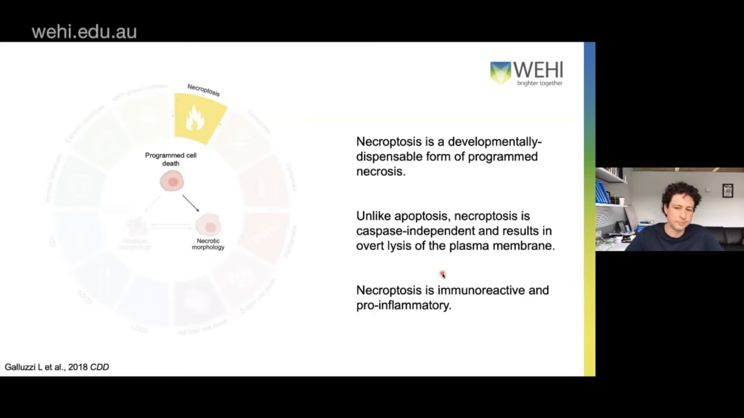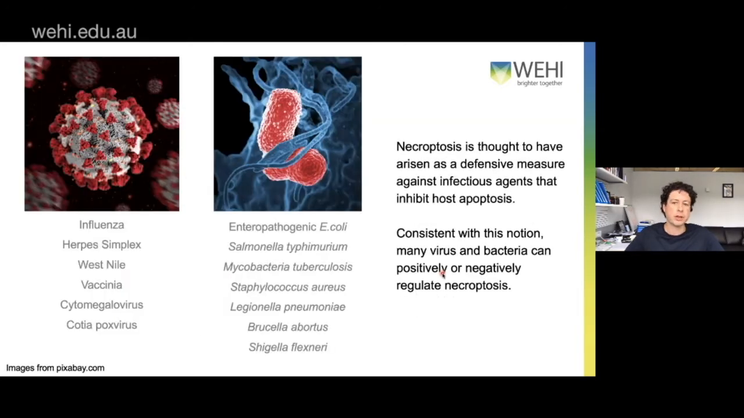And so because of this, necroptosis is thought to be largely immunoreactive and spark autoreactivity, and also be pro-inflammatory via the release of DAMPs, or damage-associated molecular patterns. So necroptosis is first thought to have come about ancestrally as a defensive measure against infectious agents that can block apoptosis. So basically it's a fallback measure of sorts. And consistent with this idea, many viruses and bacteria can either positively or negatively regulate necroptosis. In fact, some of them encode proteins that directly commandeer or subvert the necroptotic pathway.